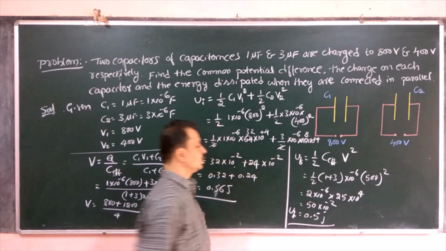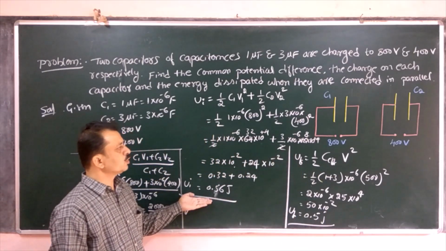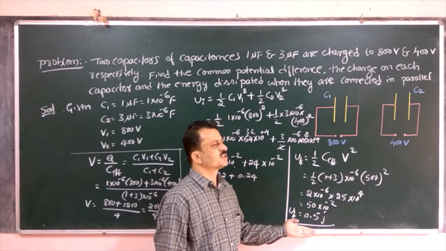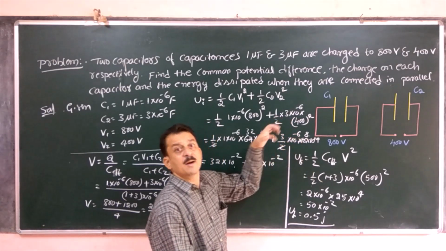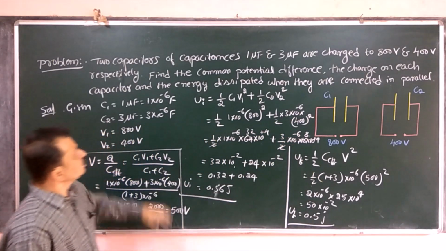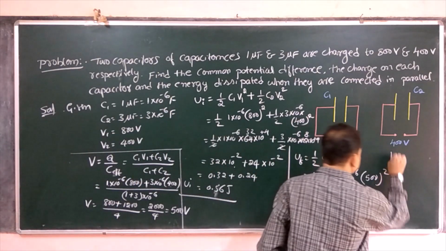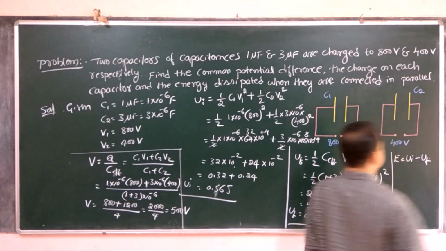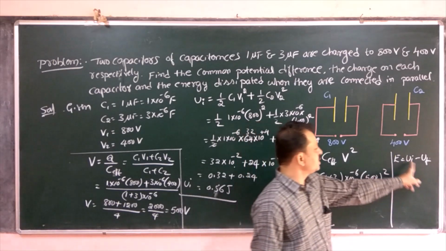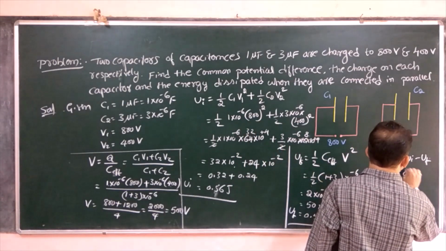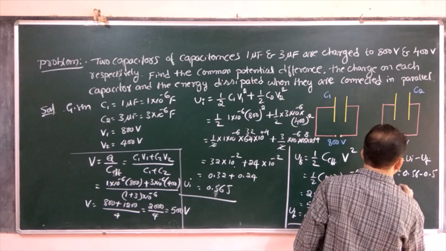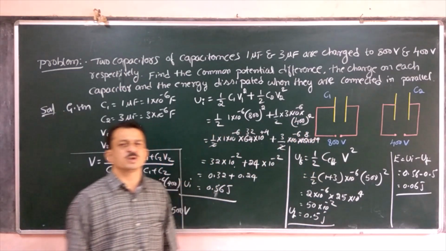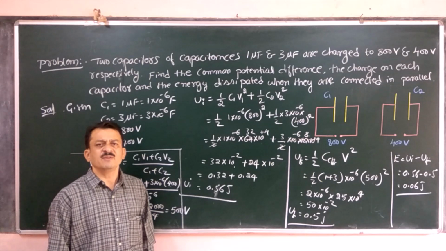joules. Now the earlier one is the initial amount of energy stored when the two capacitors are charged separately, and this is the final energy of the system when those two charged capacitors are connected in parallel. Now energy dissipated is initial minus final, so that is 0.56 minus 0.5. Therefore 0.06 joules of energy is dissipated in the form of heat.